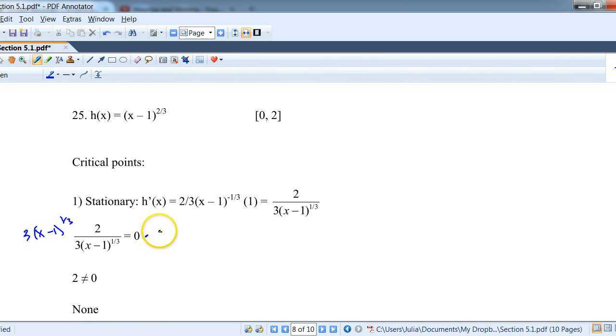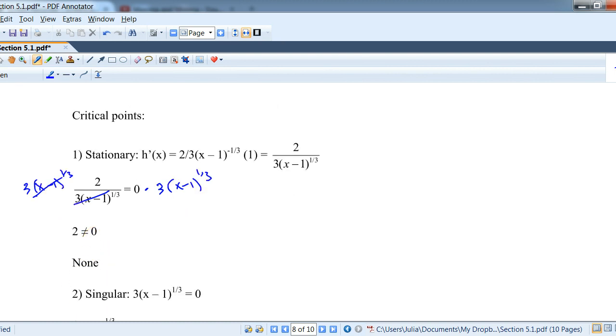So times 3 times x minus 1 to the 1/3 power. And because here you can just cancel the denominator, so you get 2. On the other side, you'll still just get 0. Now, of course, this is not true. So 2 does not equal to 0. The top is never 0, so we don't have any stationary points in this case.